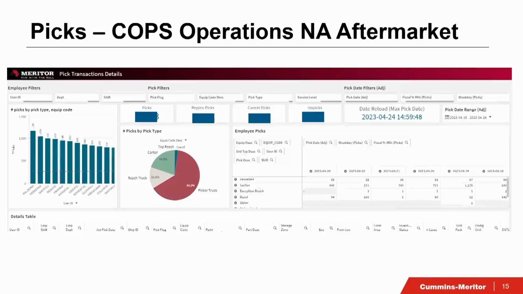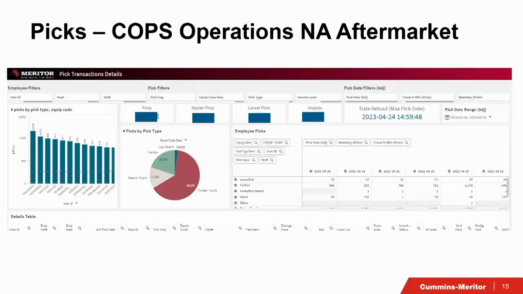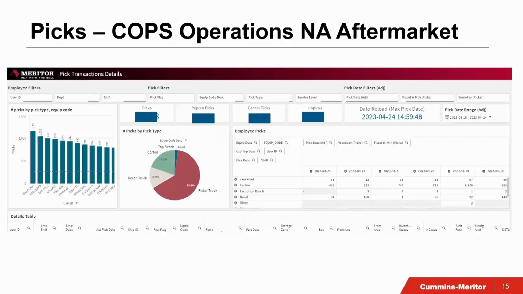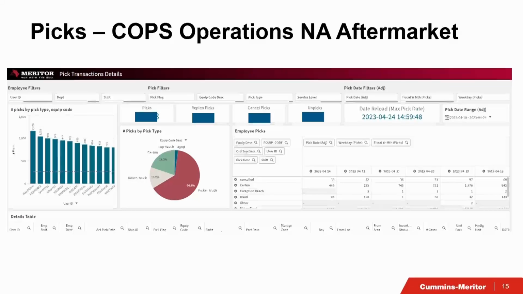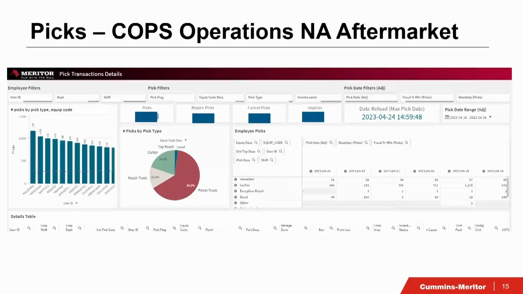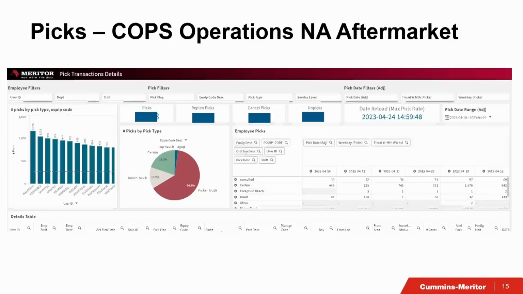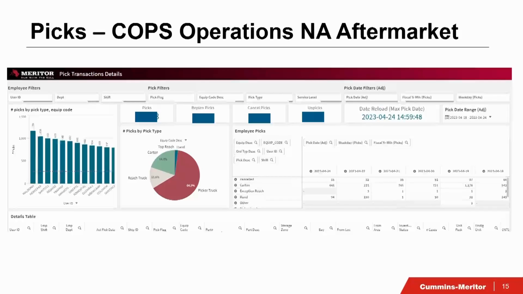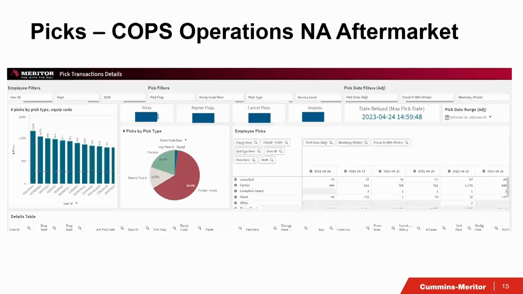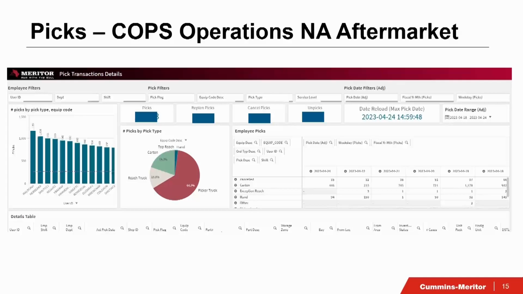And then they can look at the number of picks by pick types in this pie chart, and we've actually made decisions here on how to prioritize projects to increase efficiency. When we're looking at it, you can see that you might not want to do a project on a top reach. It's like 1% of our picks. It doesn't make sense to do that. What we might want to focus on is our picker trucks, because that's 64% of how we do our picks.